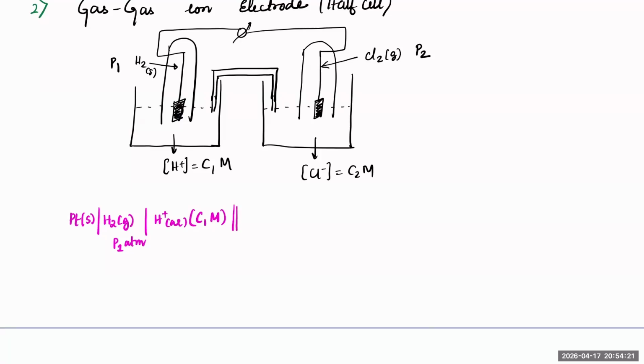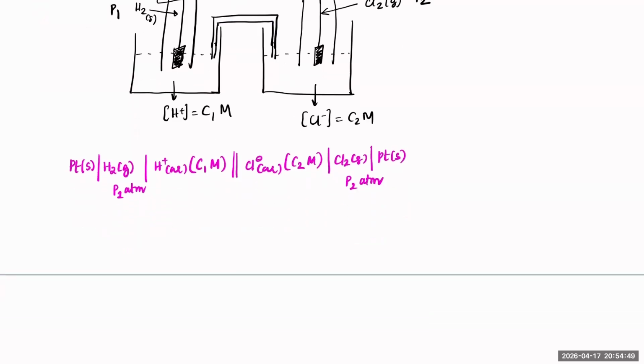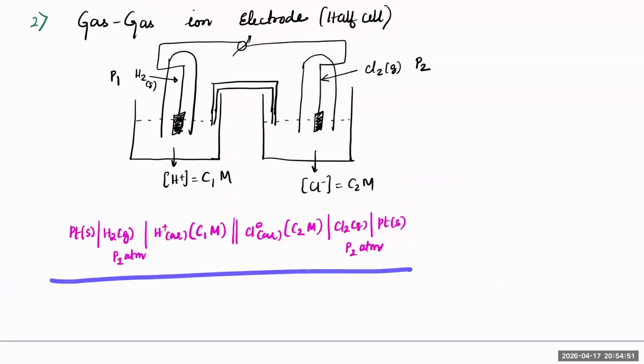Then there is a double salt bridge, and thereafter you can see the next thing in contact is the chloride ions, and thus chloride ions are forming with a concentration of C2 molar coming from Cl2 gas, which is also present on an inert electrode, platinum, and this chlorine is maintained at P2 atm pressure.